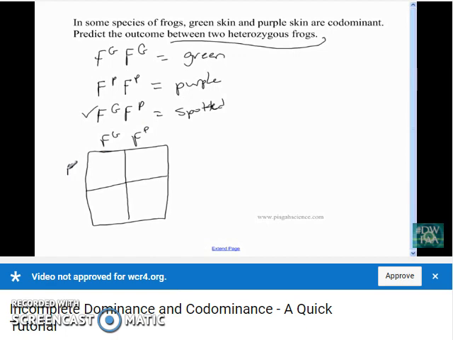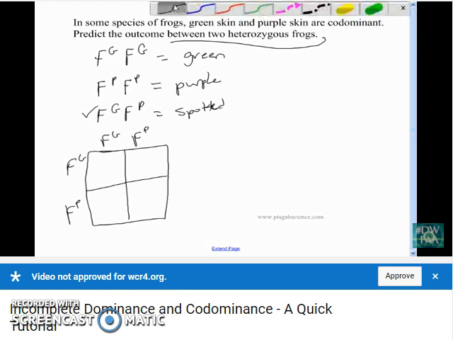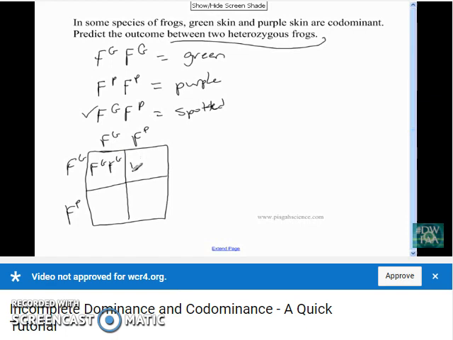FP, FG, FP. Except when you do something like that. It's okay, mistakes are part of life. FG, FG, FP, FG, FP, FP, FP. Alright, we're going to do our genotype again and our phenotype.